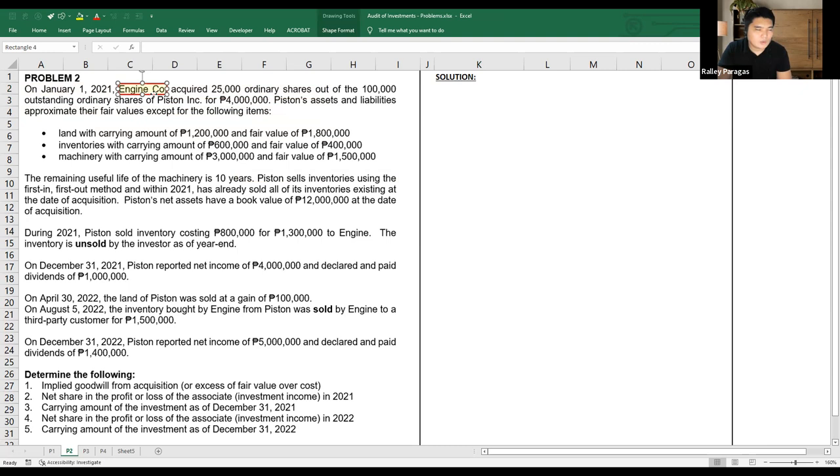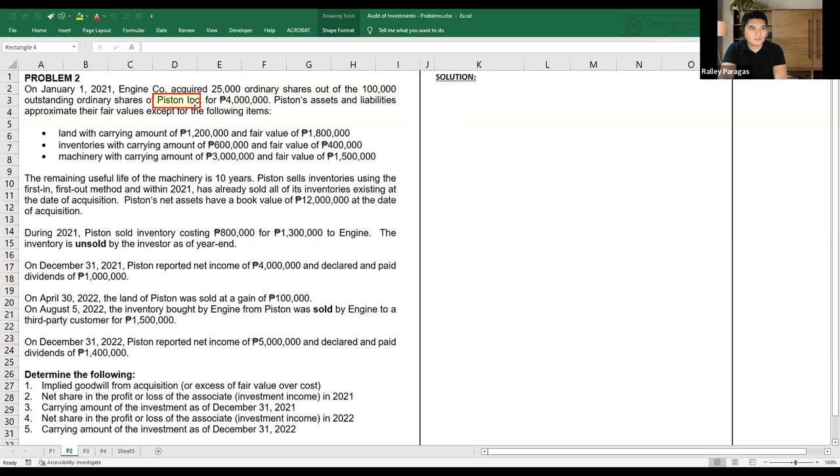So again, yung sabi natin kanina, kapag ordinary shares yung ina-acquire ng company, may nakakabit kasi na voting rights typically dyan sa ordinary shares na yan. So we can safely assume that for this particular illustration or problem, you already effectively have 25,000 voting rights over a total of 100,000 voting rights. So ibig sabihin yan, meron kang 25% participation dun sa financial and operating policies ng entity or ng investee, which is si Piston.